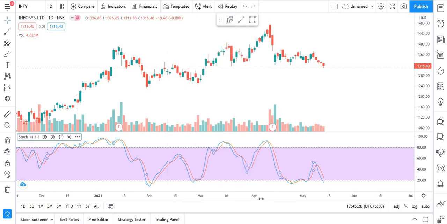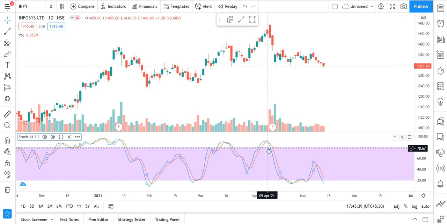Okay, so now we are all clear. There are going to be three different forms through which we are going to generate our calls for going long and going short. Above 80 is the overbought zone. What does that signify? It signifies that the market is now overbought.